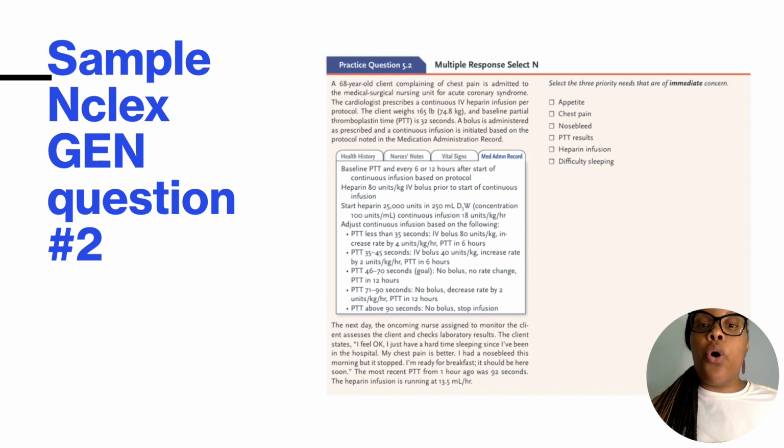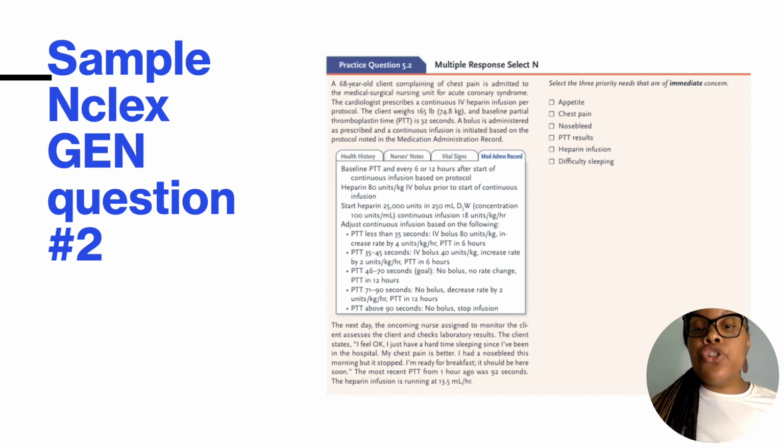Because the patient is on heparin, which is an anticoagulant. So if it's thinning the blood out too much, it can cause bleeding. The biggest side effect of heparin is bleeding. So we want to be monitoring that patient for bleeding everywhere, whether it's from their nose, their rectum, or in their urine. We want to be monitoring that patient for any type of bleeding.